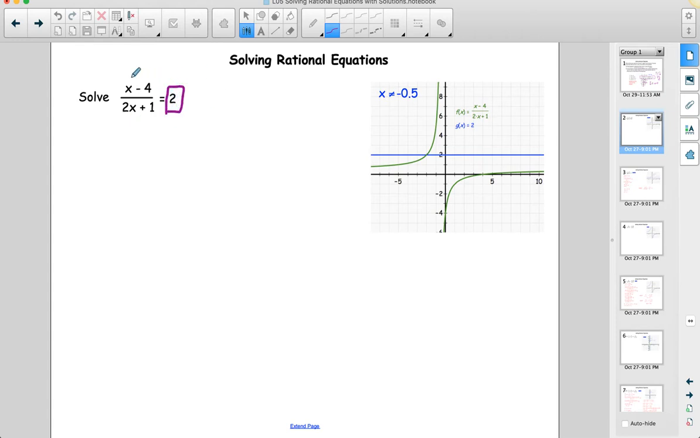You are going to have to bring this over to the other side and set it equal to 0 and then solve from there. Avoid the temptation to do this. x minus 4 equals 2 times 2x plus 1. You can get the correct answer doing it that way, but it turns out what we're going to do next is we're going to put inequalities in there, and when you multiply by this, you're going to have a problem. So I'm going to suggest that you don't do that, because then you'd have to worry about whether or not this was positive or negative.